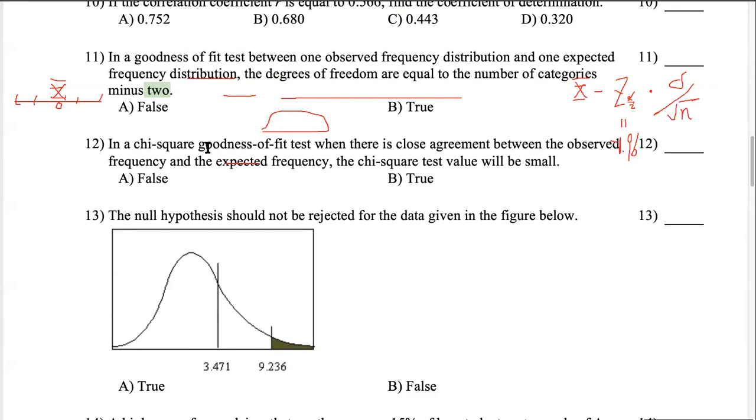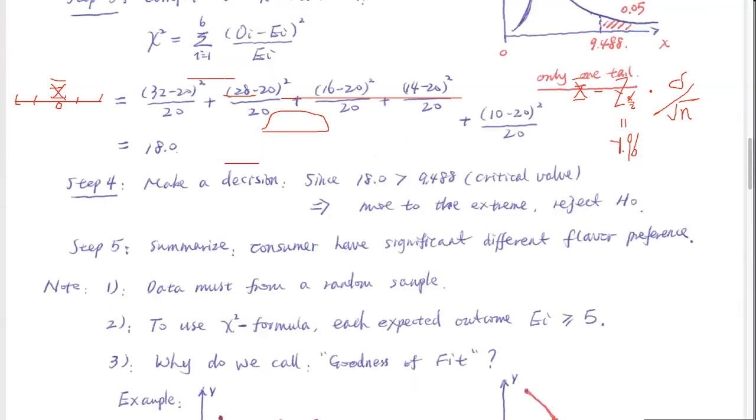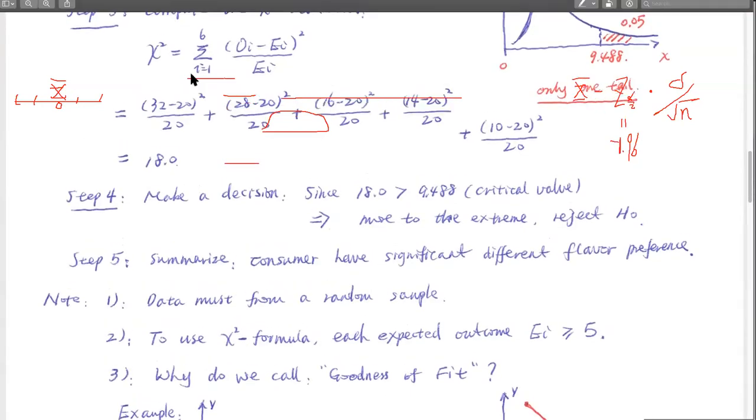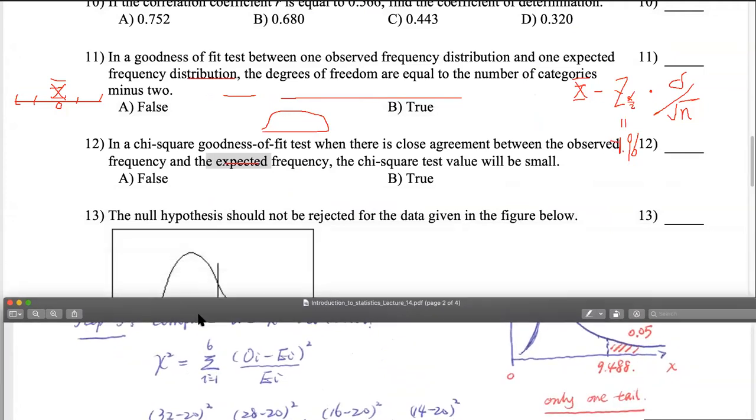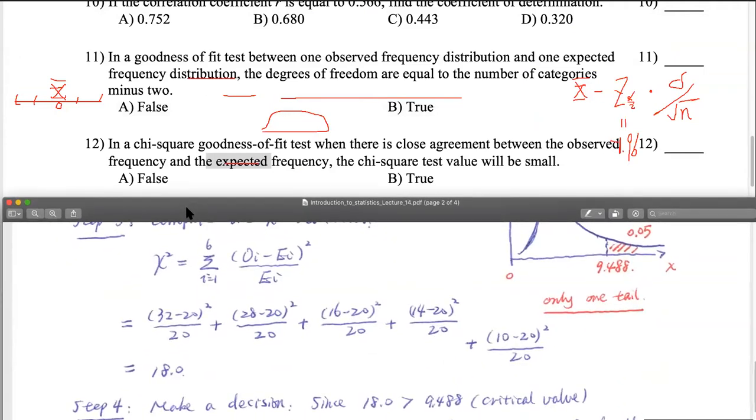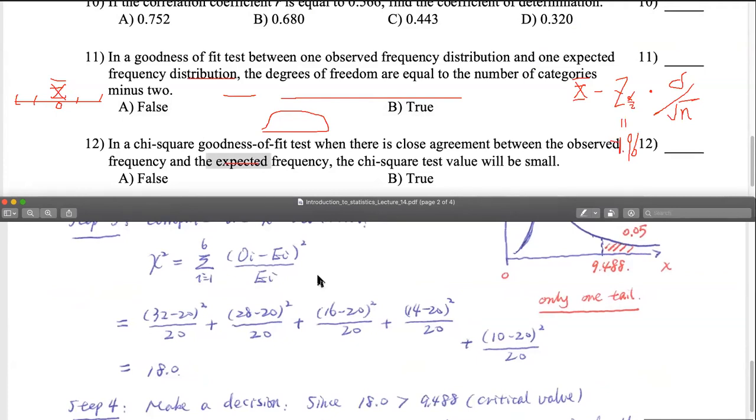In the chi-square goodness of fit, when there's a close agreement between the observed value and expected value, the chi-square test value will be small. All right, this is a tricky one, everybody. Let's go back to our lecture notes here. This one, right? So they are trying to see, where's that? This one here, question number 12, right? So they are trying to see, this is our chi-square formula. We have the observed minus the expected, right?